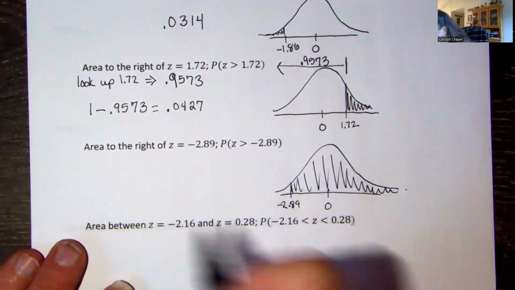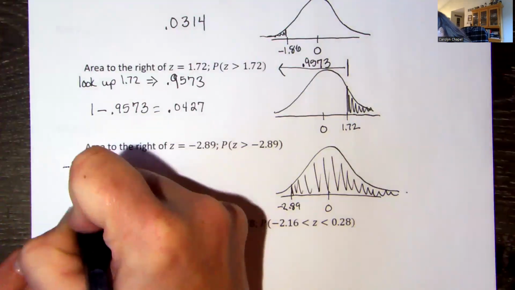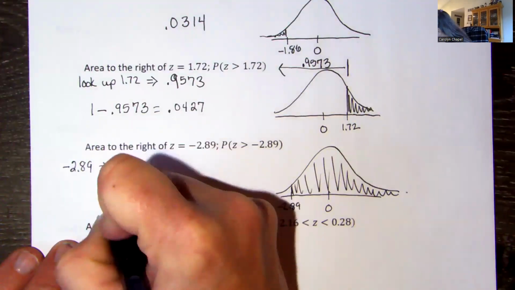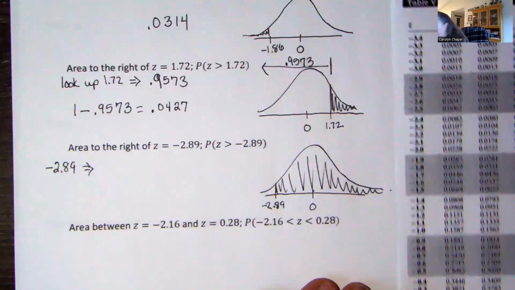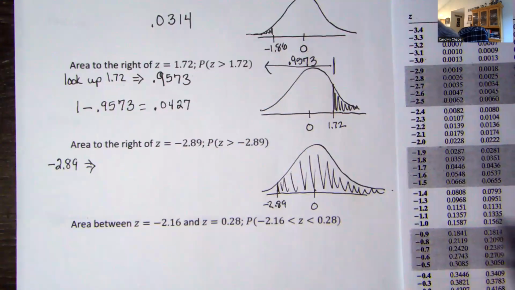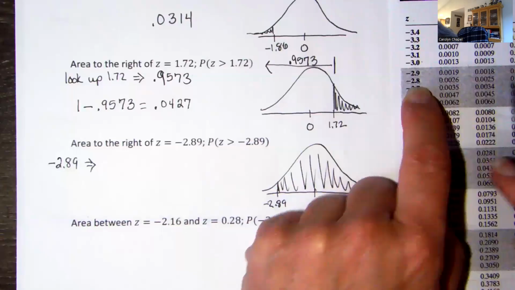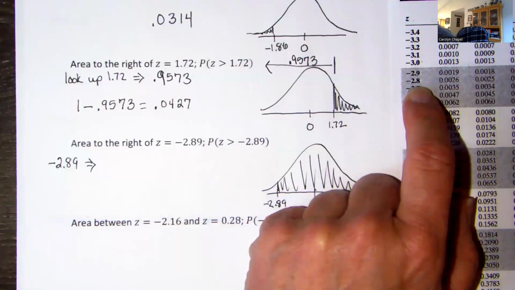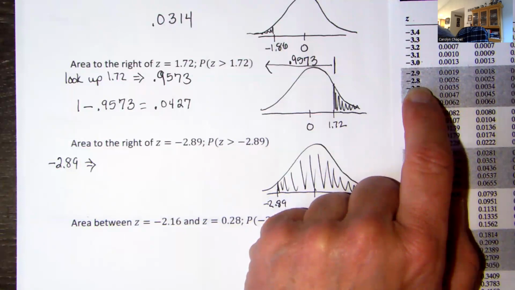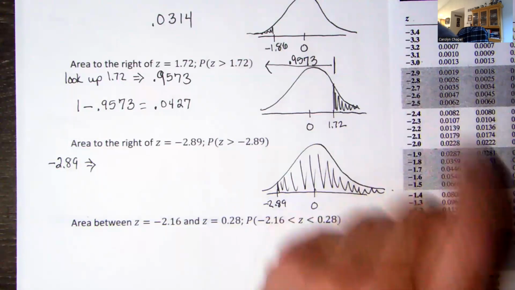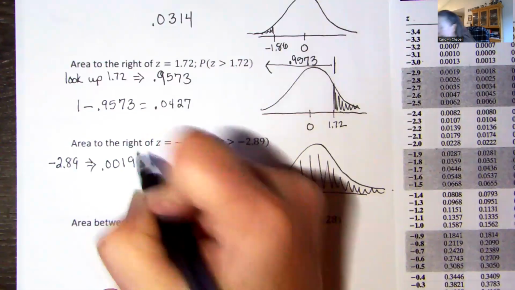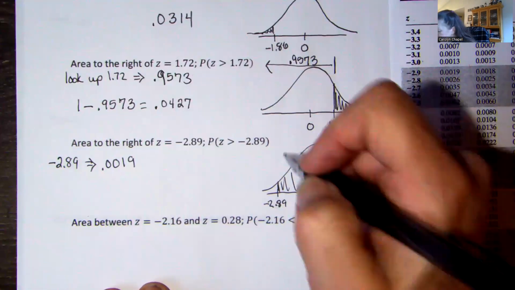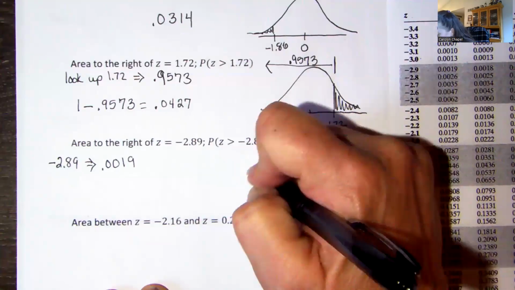So I'm going to look up that negative 2.89 on my table. Making sure I'm on the negative side. 2.8, and we just slide all the way over. And I get 0.019. But again, that's from this point down.